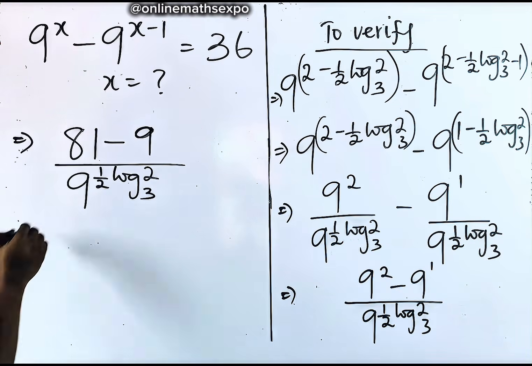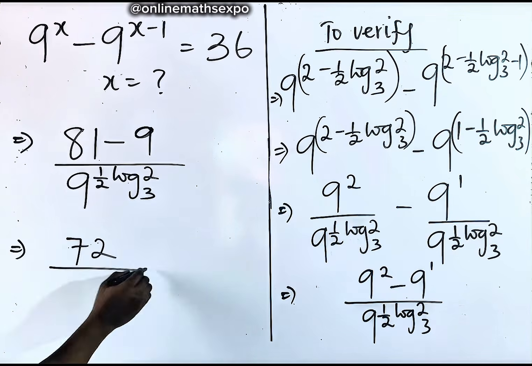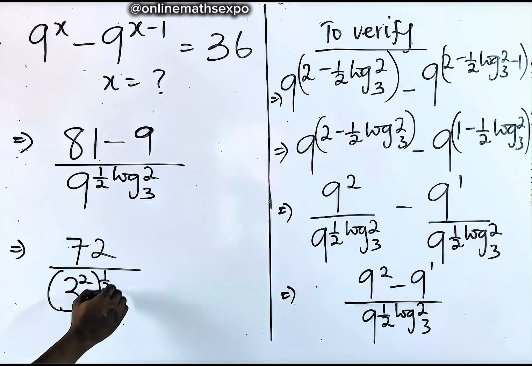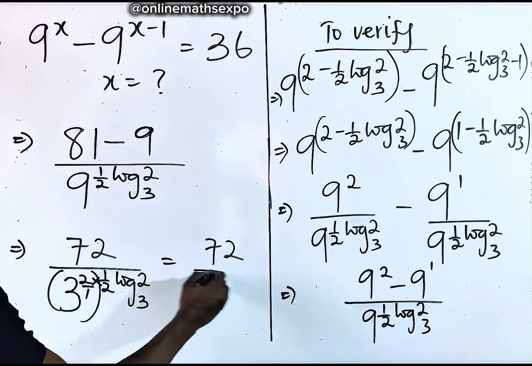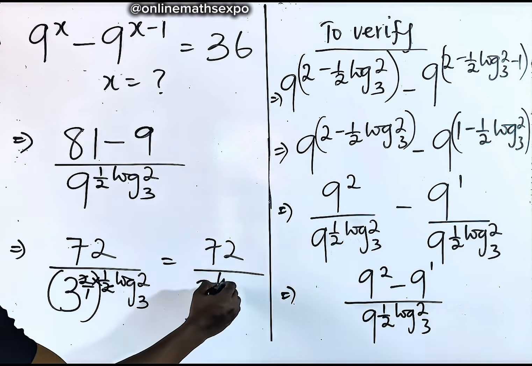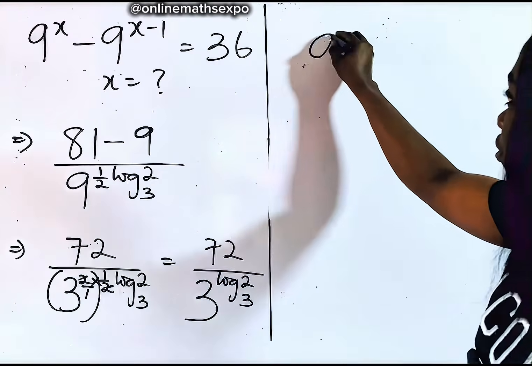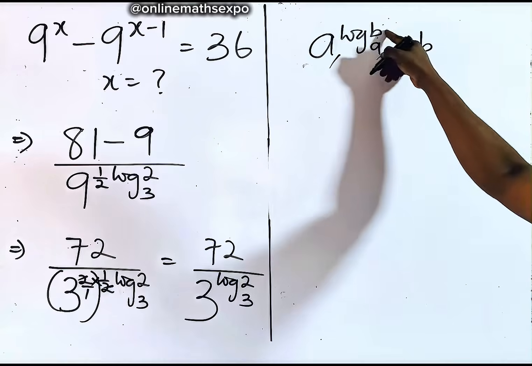Now we can rewrite this to give us, just remember when you subtract this, it gives us 72, divided by, this 9 can be written as 3 squared, raised to the power of half log 2 base 3. Now at this point, we can multiply the powers. This is over 1, so multiply the powers, and it gives us 72 divided by, we multiply this, we cancel, we have 3 to the power of log of 2 base 3. Just remember this rule that says, for every a to the power of log of b base a, these two bases are the same. It gives you this number b.